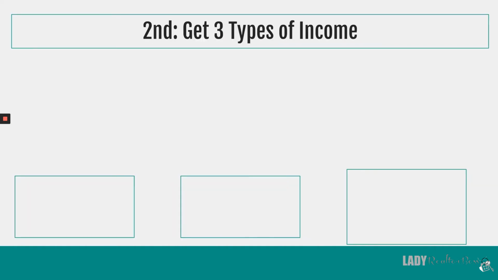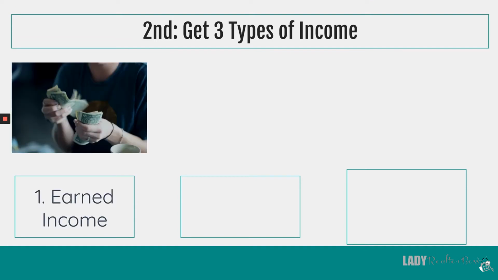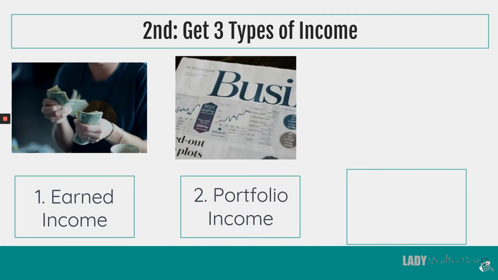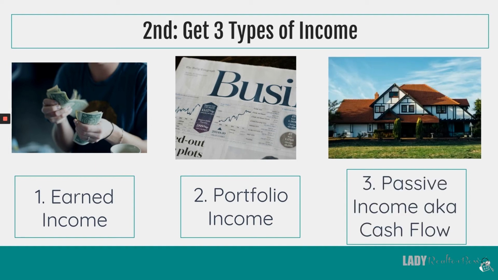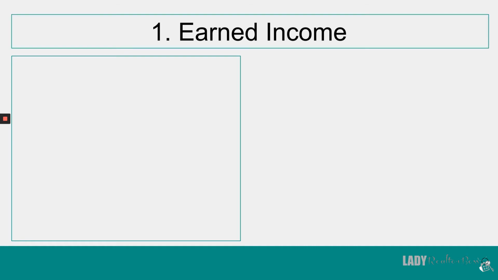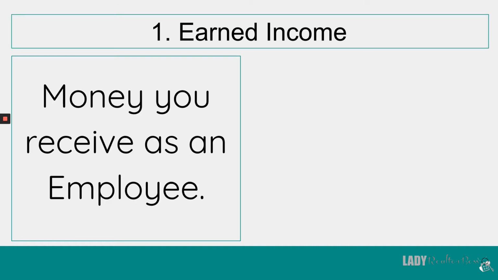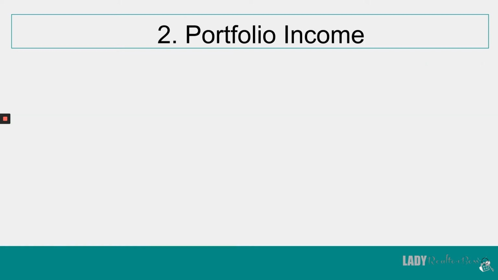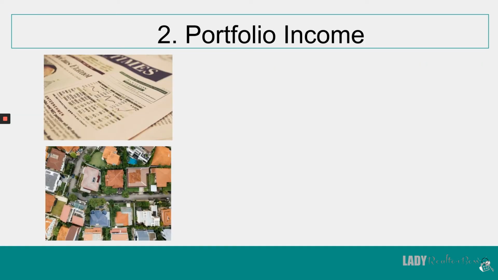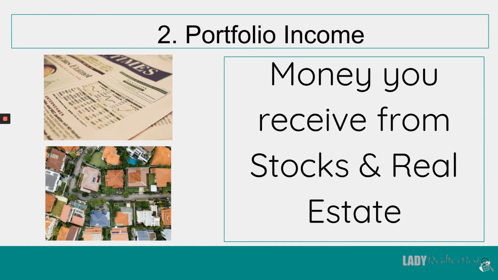Second is get 3 types of income, or at least have one of these 3 types. First is earned income, which I will explain in the next slide. Portfolio income, and passive income, aka cash flow. Earned income is money you receive as an employee when you work hourly or salary. Portfolio income is money you receive from stocks in real estate.